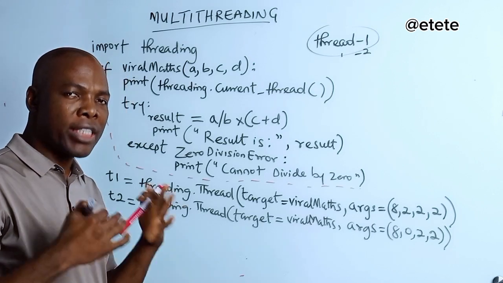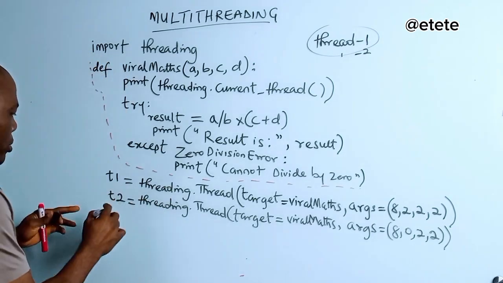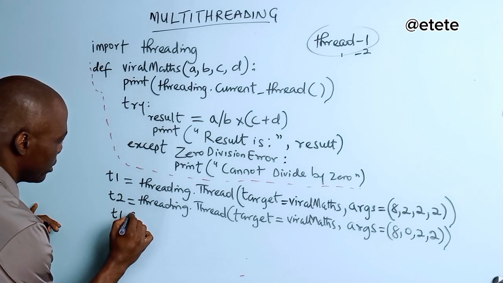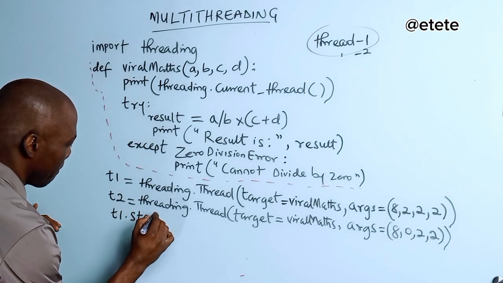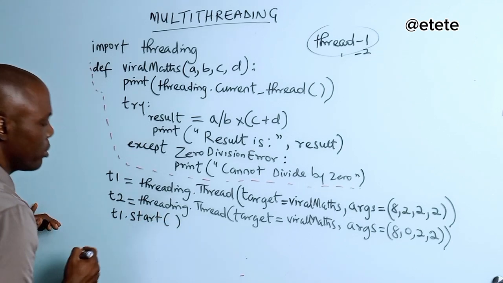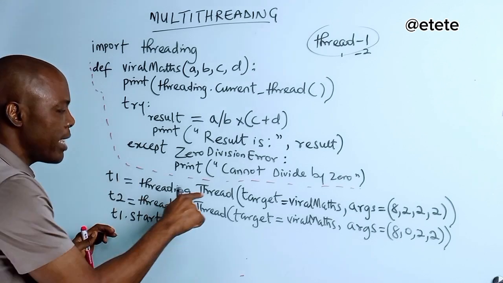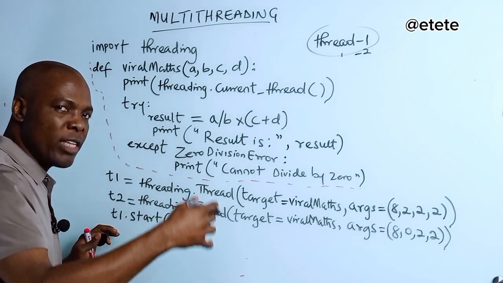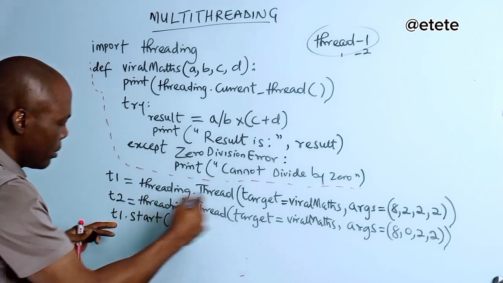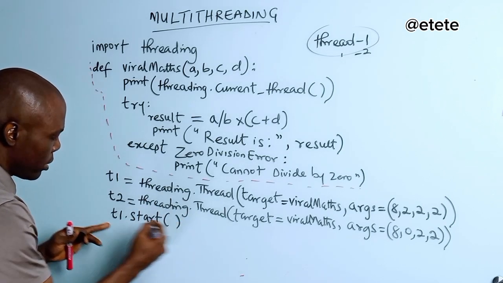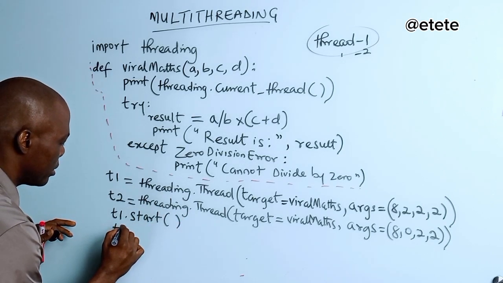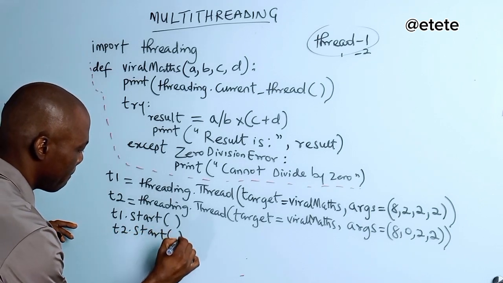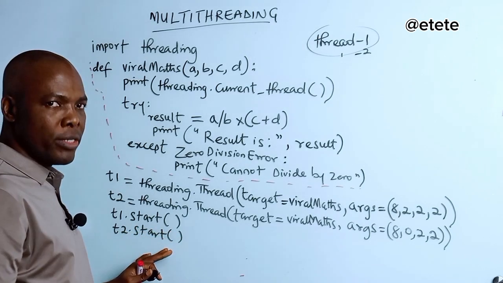Now I am going to start the thread. So I will use this object, T1.start. So I'm calling the start method. This start method is inside this thread class. I taught you that in my previous class when I spoke about calling the ancestor. So T1.start and then T2.start. So I have started my threads.